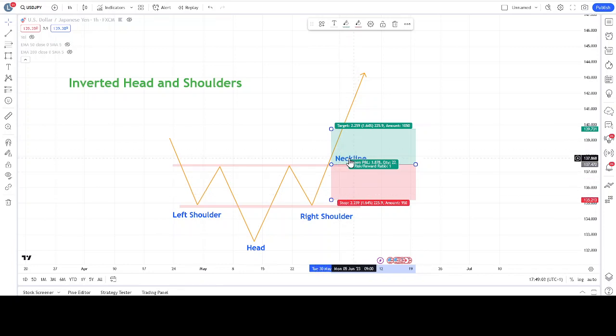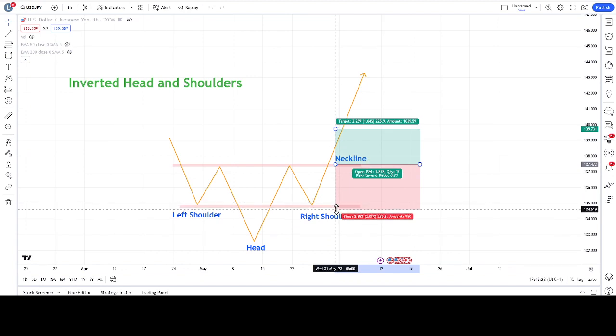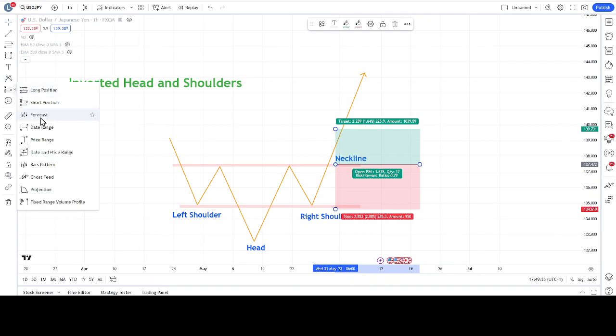So the long position is at the neckline waiting for the retest, so it will break above the neckline, and then as per the pillars of technical analysis, a retest is mandatory to confirm the buying strength at the neckline. So place a long position at the neckline, put a stop loss just below the shoulder support, and then the target will usually be the height of the head.